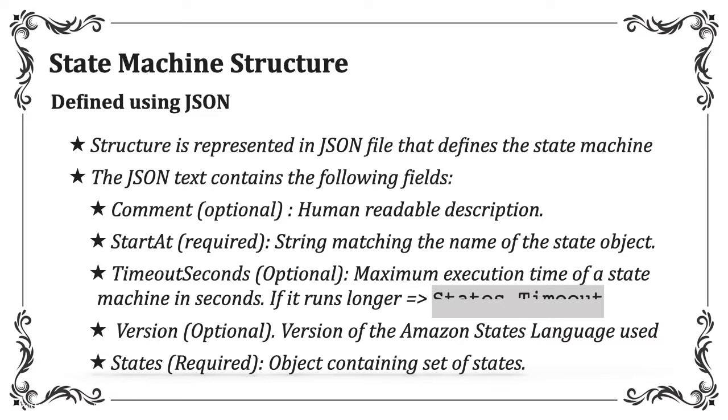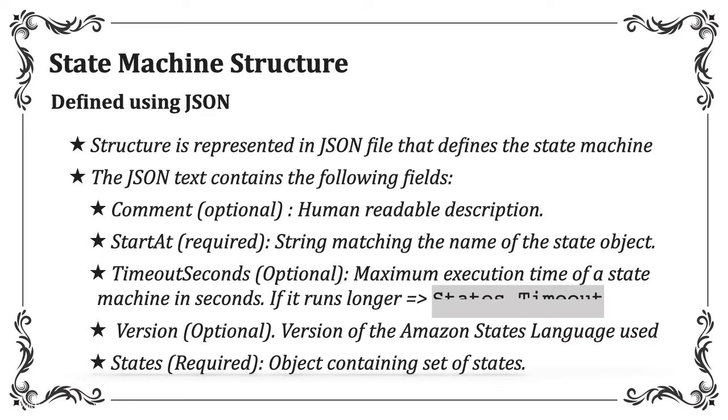Then we have the TimeoutSeconds. This is an optional field and this is the maximum number of seconds that an execution of the state machine can run. If it runs longer than the specified time, the execution fails with a States.Timeout error name. Then we have the Version field. This is also an optional field, the version of the Amazon States Language used in the state machine, and the default value is 1.0. Finally, we have the States field.